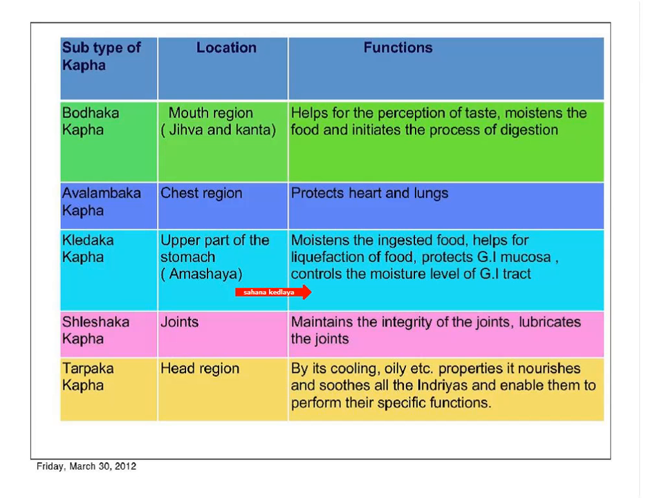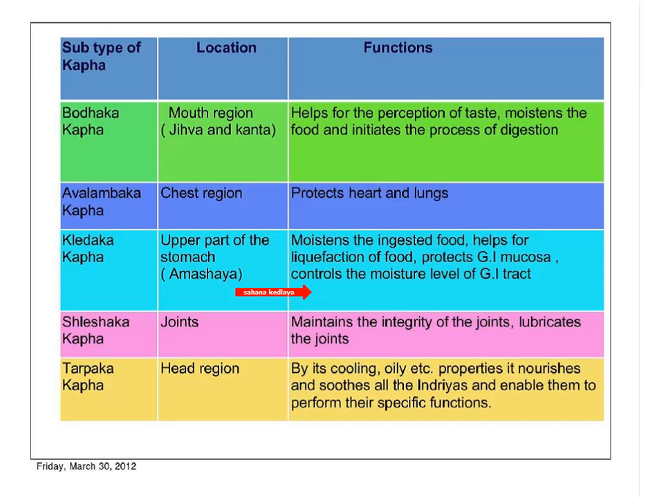Another function of Kledaka Kapha is it controls the moisture level in the GI tract. We know that Kapha is like the water and the earth element. It is the mucus secretion. So if the Kledaka Kapha is secreted in the normal quantity, as we already said, it maintains the proper moisture level of the GI tract, and it helps for the proper peristaltic movement. So if the Kledaka Kapha is low, the GI tract becomes dry and the movement of the food is hampered.